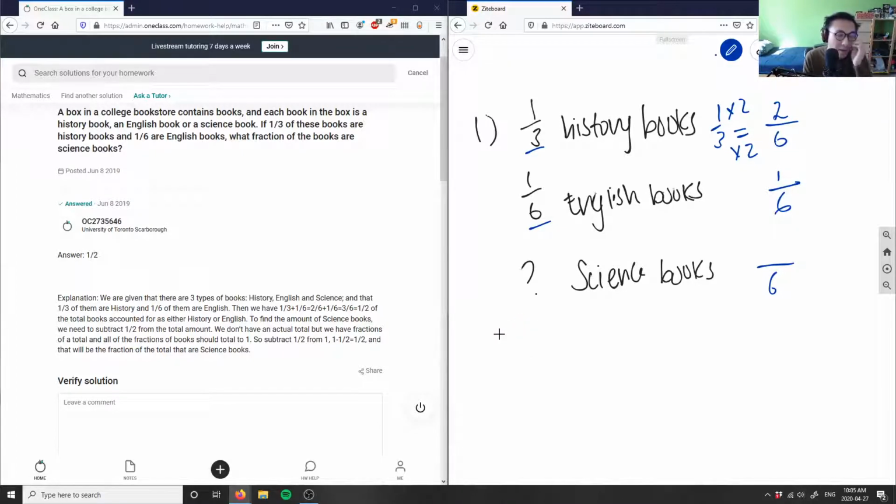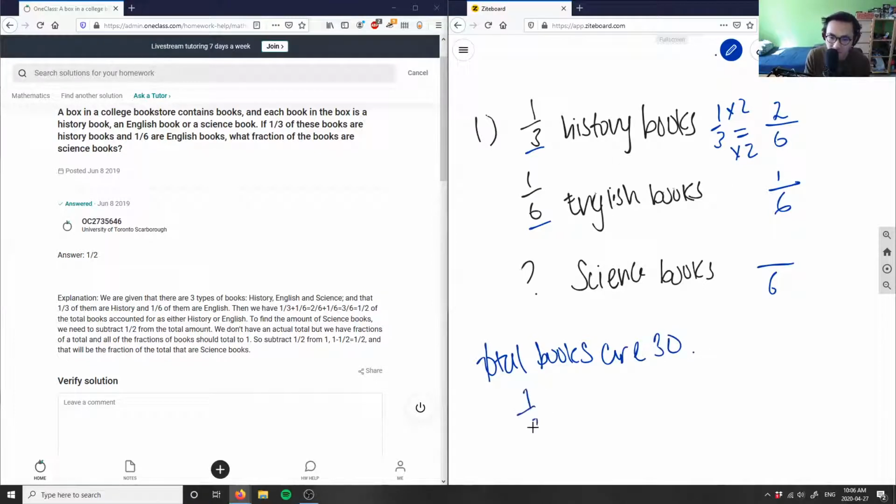You can think of it as I have 30 books in the bookstore in total, and I have to figure out how many of them are science books, right? So you can think of this question this way as well. You can say total books are 30. So you can say 1/3 are history books.